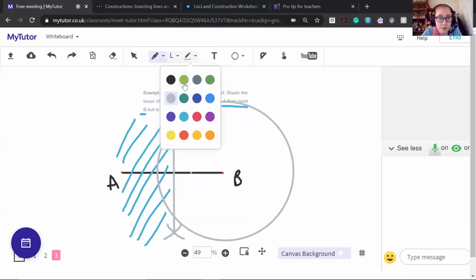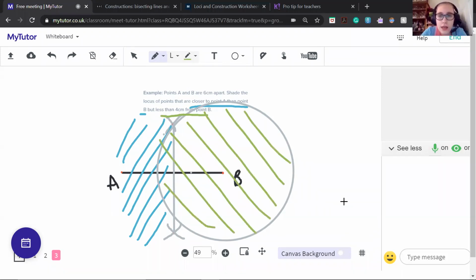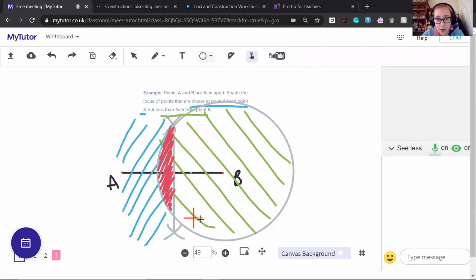So what area is less than 4 centimeters from B? Well, it's everything within this circle, because anything outside is more than 4 centimeters. So it's everything inside this circle. Now, what this question is asking us is for everything that is both of these things. So both of these things is where they intersect. And the only place where both of these things are true is in this little segment here. Right? So everything there, it's closer to A than B because it's on this side of the line, the perpendicular bisector, but it's less than 4 centimeters from B because it's still within this 4 centimeter circle around B.